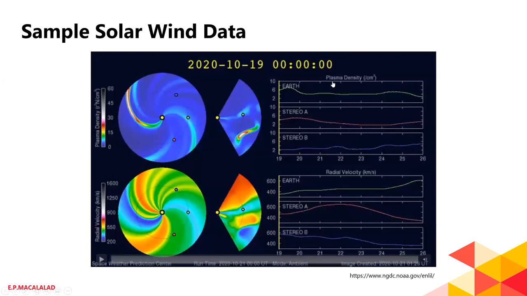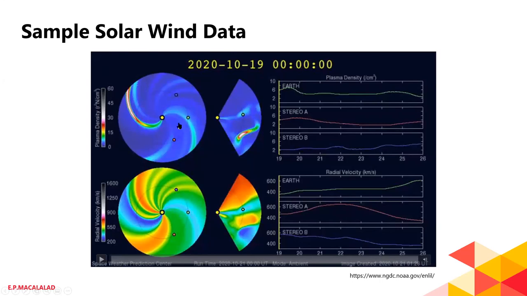This is what we call the Wang-Sheeley-Arge-Enlil model, or WSA Enlil model. This is a large-scale physics-based prediction model of the heliosphere. It is used by the Space Weather Prediction Center. It can provide up to 4 days of advance warning of solar wind structures and even Earth-directed coronal mass ejections that cause geomagnetic storms.